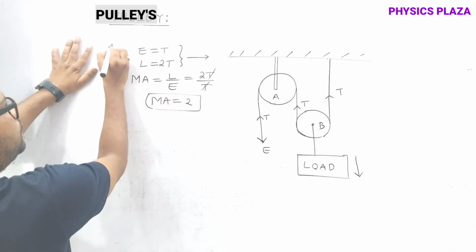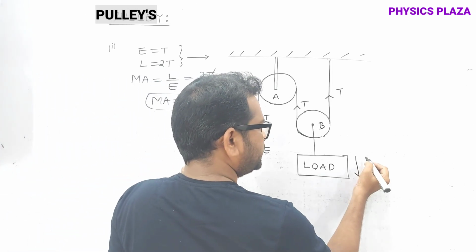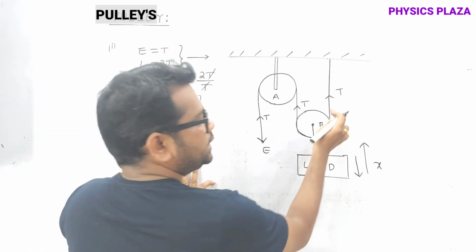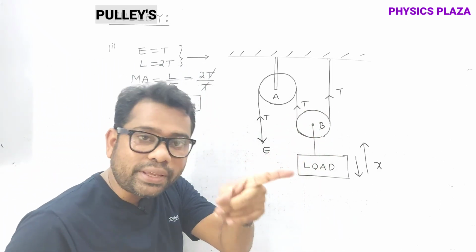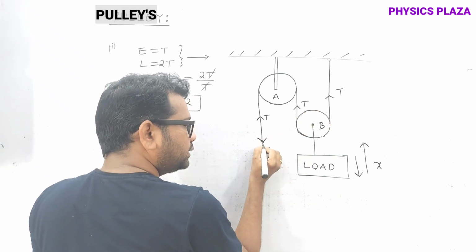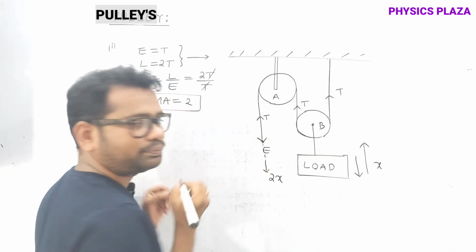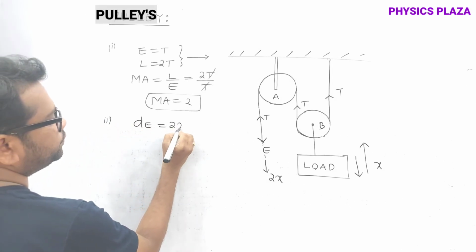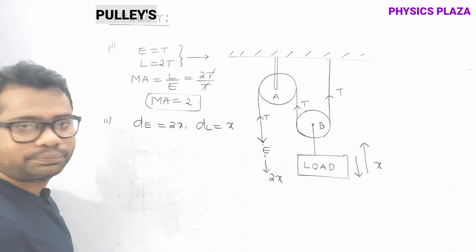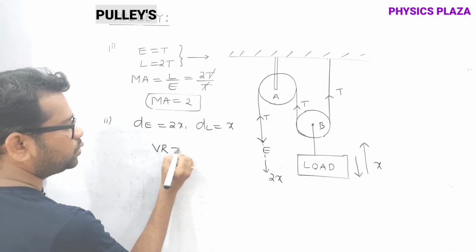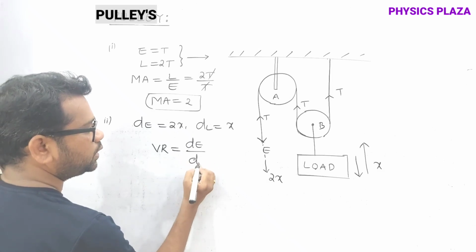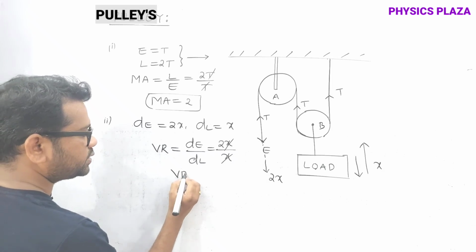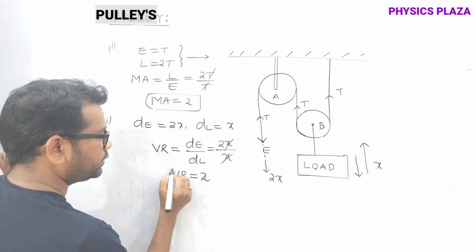That is fine. Now children, suppose this load is lifted by X displacement, then what will happen? Each segment of the string is loosened by X. This is X, this X. As a result, the effort point will move by 2X, which means effort displacement is 2X if load displacement is X. Okay, fine. Now, what is the velocity ratio? Velocity ratio is equal to effort displacement by load displacement. This is 2X by X. X cancels. So here velocity ratio is equal to 2.